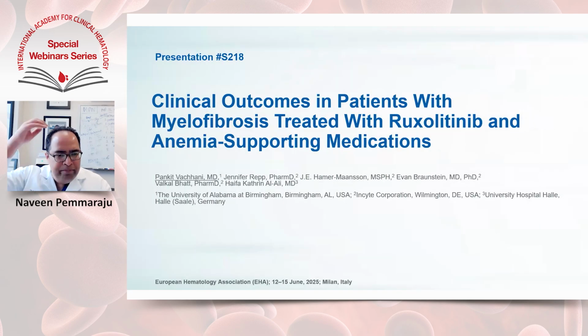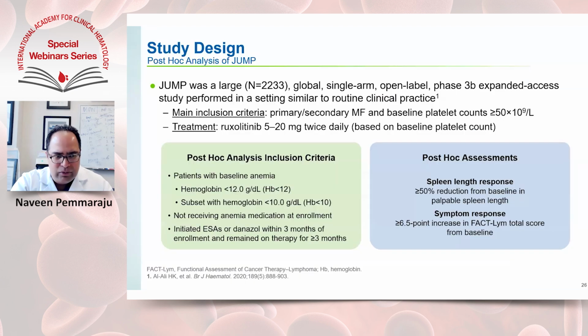Briefly, just a couple more. We do have this nice study presented by Dr. Pankit Bachani of UAB, which is the JUMP study, updated results, which is ruxolitinib more in a real-world community setting, but this time focusing on anemia. This is a problem we get practically in the clinic, and I was excited to see this results.